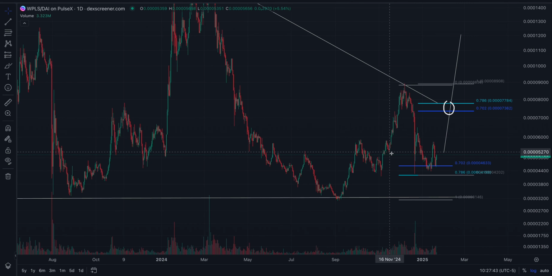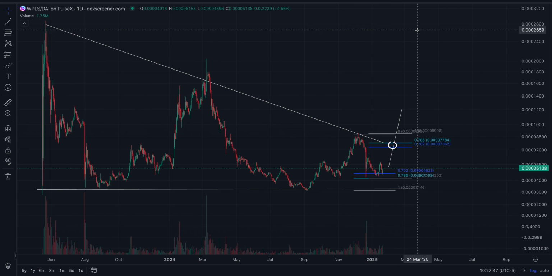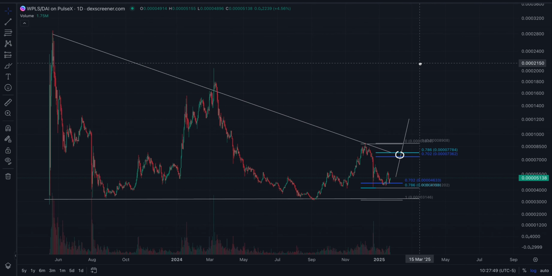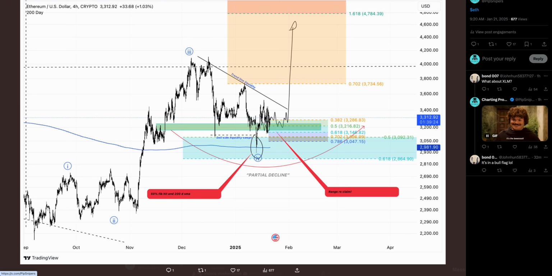And the reason I think that the PulseChain ecosystem is bottoming out is because of ETH. ETH has likely hit a bottom here. I just posted ETH over here on my Twitter. Let's take a look at ETH. Yeah, so you see how this fourth wave is finished. We swept our sell side liquidity, tapped the 200-day SMA and the 50% fib, and then we had a range reclaim.